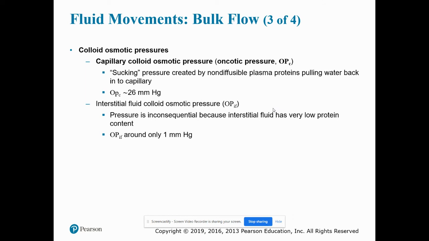And then there's the colloid osmotic pressures. We have capillary colloid osmotic pressure. This is the sucking pressure created by non-diffusible plasma proteins that are going to pull water back into the capillary. So this is going to be about 26 millimeters of mercury. Interstitial fluid colloid osmotic pressure. This is inconsequential because interstitial fluid has a very low protein content. So usually it's only about 1 millimeter mercury.